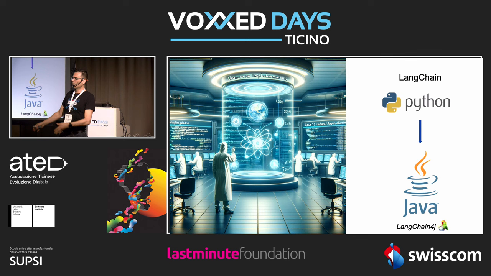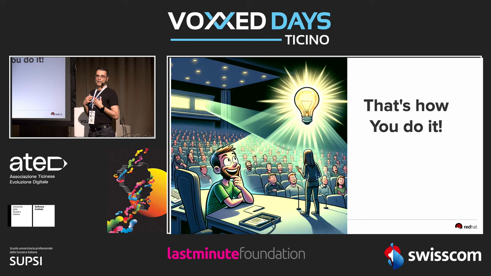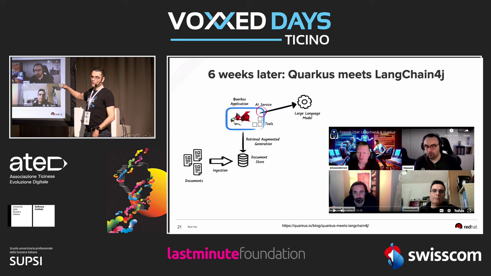But for me, it was a revelation. That was the missing link for us who were looking into this domain. After the conference, we found the team, we talked, we did a prototype, and very soon, just 6 weeks after, we had LangChain4j integrated with Quarkus, which is what you're going to see now. And it's great. It's fantastic. We keep working on this. We're very close with the LangChain4j team.